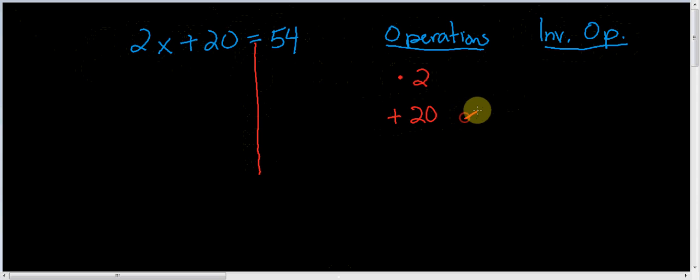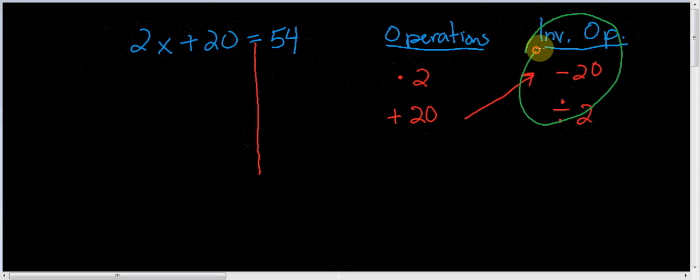Now my inverse operations means that I'm going backwards. So I'm going to draw an arrow, and I want to start at the bottom, and I want to do the opposite. So the opposite of plus 20 is minus 20, and the opposite of times 2 is divided by 2. Now I'm actually going to do my work here. So right here, this inverse operations column, those are the directions to answer this problem.